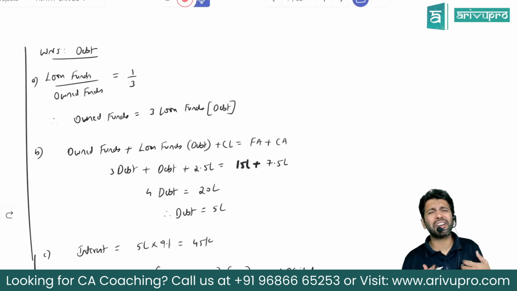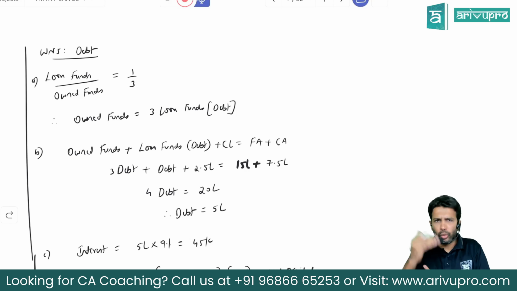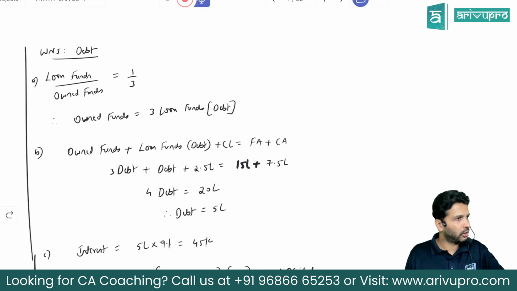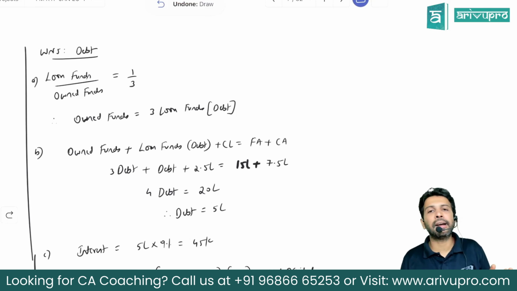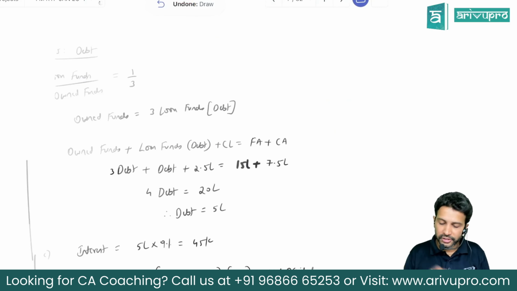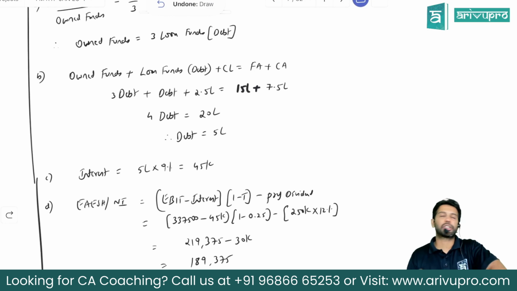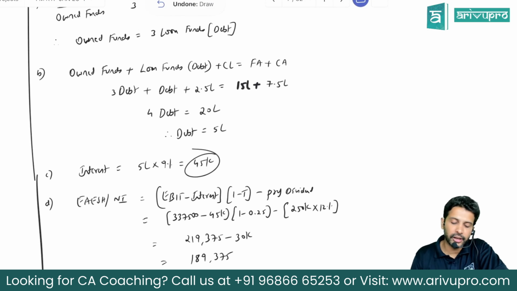But they did not ask for the balance sheet in the question, so why bother? If you want, you can calculate the breakup of owned funds also. But since they have not asked it, I'm not bothering. Not that it is wrong if you do. Now, if you know debt, can't you calculate interest? They have given the interest rate in the question. How much is that? 9%. So debt amount is 5 lakh, interest rate is 9%. 5 nines are how much? 45,000. That is your interest amount.